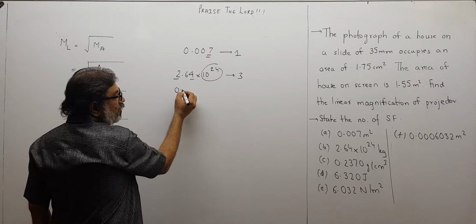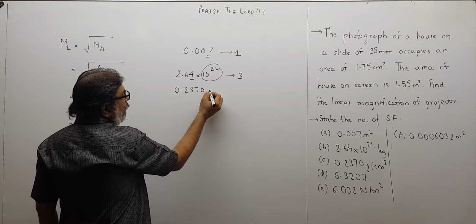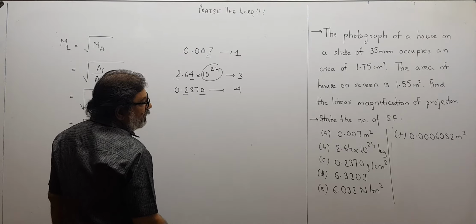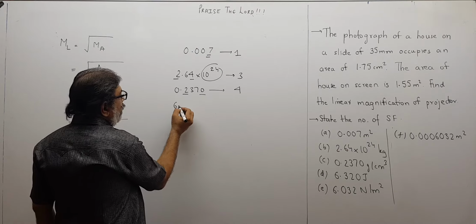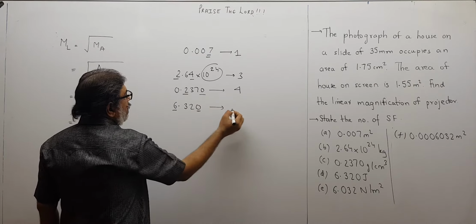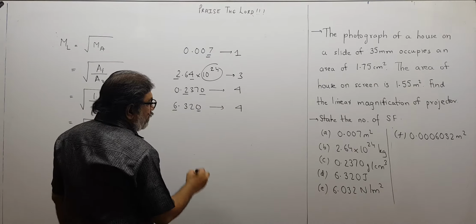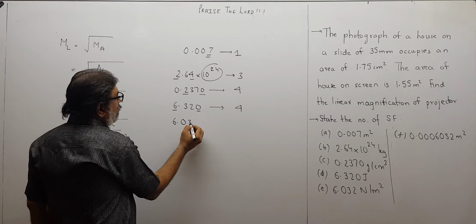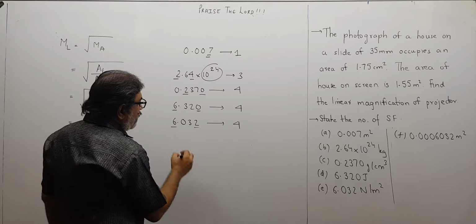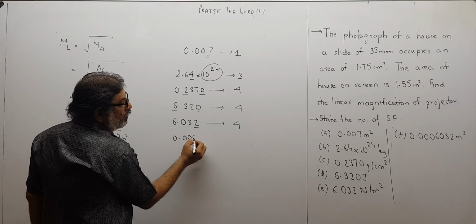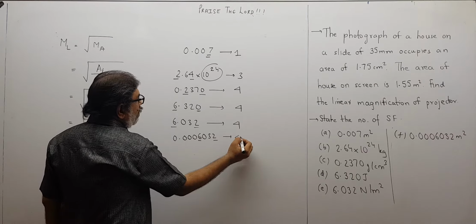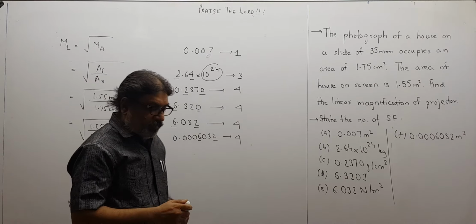Then 0.2370, from here to here, that becomes 4. Then 6.320, decimal is there, so from first to last, that becomes 4. 6.032 from first to last, because decimal is there, 4. And finally 0.0006032, from first non-zero to last, again there are 4. Okay, please pause and copy, children.